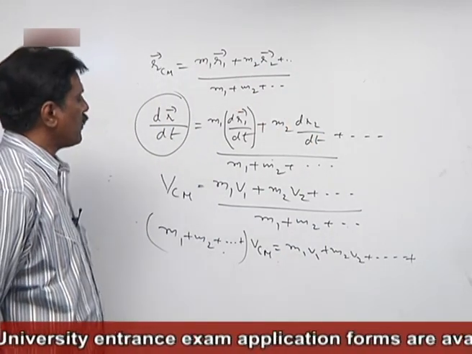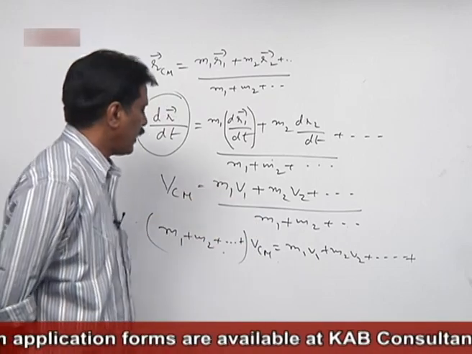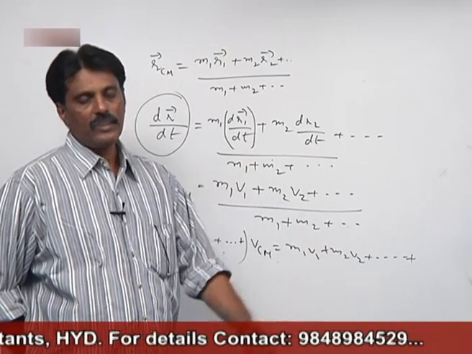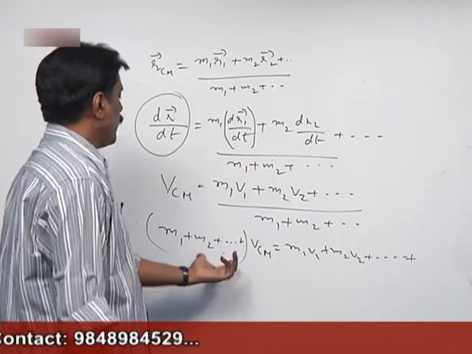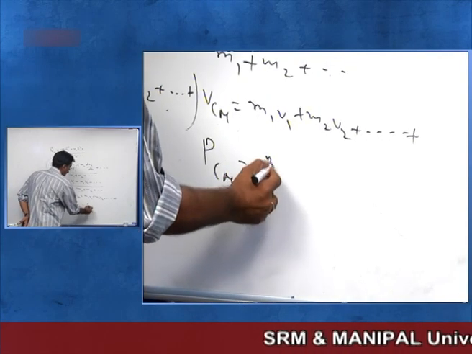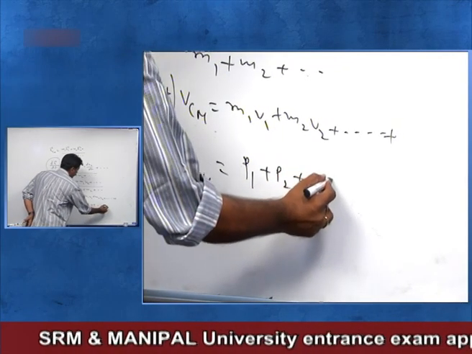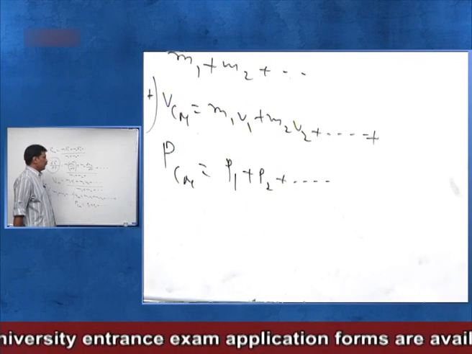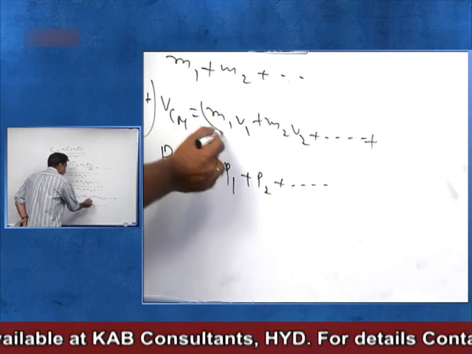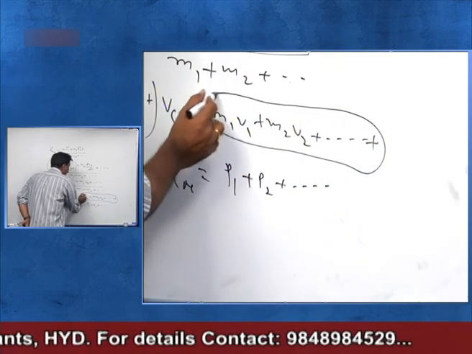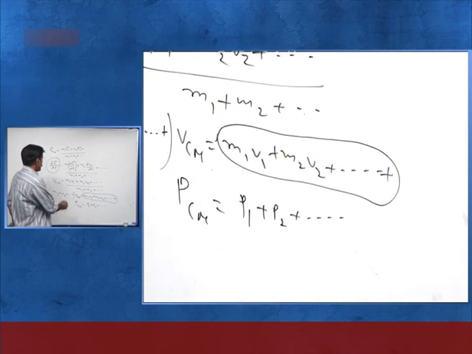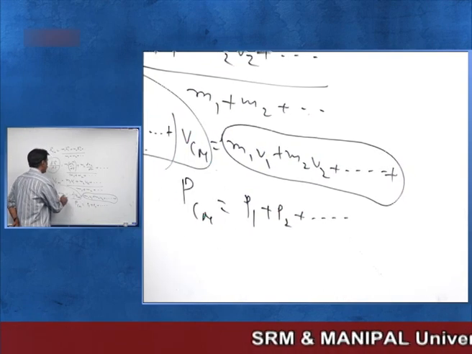In a system, if there are n particles or any number of particles, the momentum of the center of mass is equal to the sum of the momenta of all the particles in the system. That is the meaning of this. P of center of mass is equal to P1 plus P2 plus P3 etc. Now this is the sum of the momenta of all the particles of the system. This is the momentum of the center of mass.